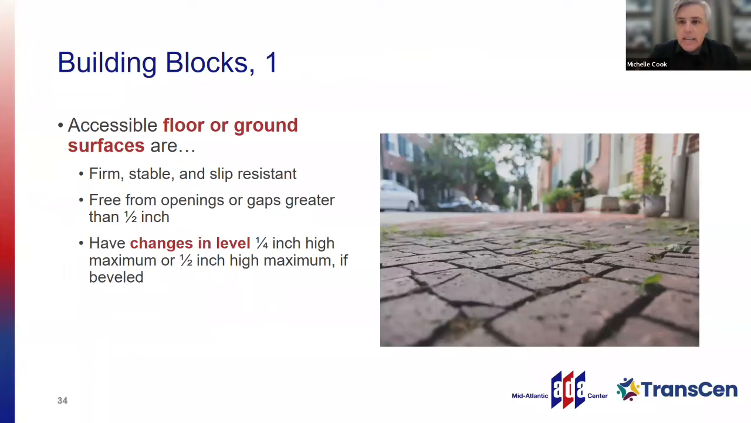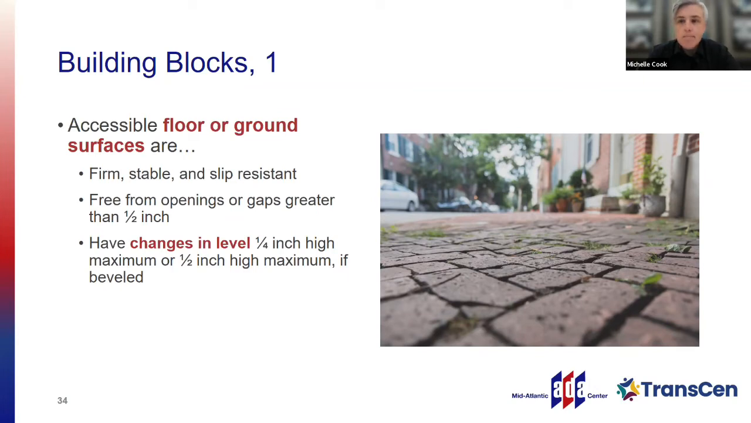So the first idea for the building blocks is accessible floor or ground surfaces. They are firm, stable, and slip resistant. They're free from openings and gaps greater than a half inch, and they have changes in level a quarter inch high maximum, or a half inch high maximum if they're beveled. So that's things like doors, or going from room to room, space to space, along a sidewalk, those kinds of things. The image here shows a close up of some brick pavers on an exterior route in sort of an urban environment.